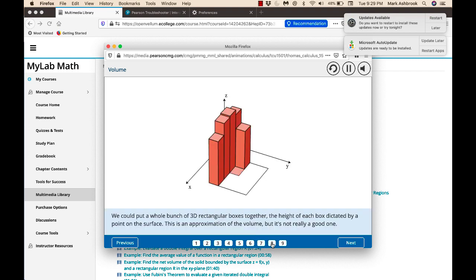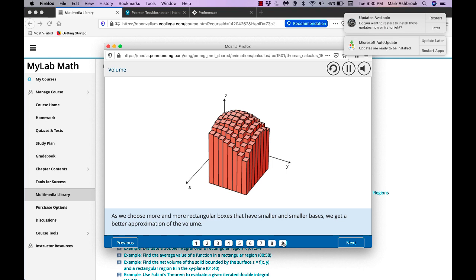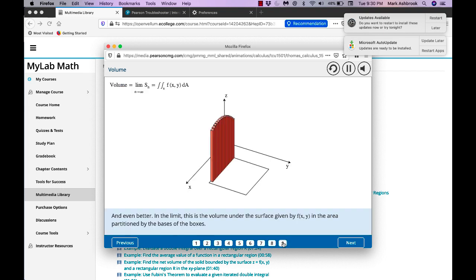We could put a whole bunch of 3D rectangular boxes together, the height of each box dictated by a point on the surface. This is an approximation of the volume, but it's not a really good one. As we choose more and more rectangular boxes that have smaller and smaller bases, we get a better approximation of the volume. And even better, in the limit, this is the volume under the surface given by f of x comma y in the area partitioned by the bases of the boxes.